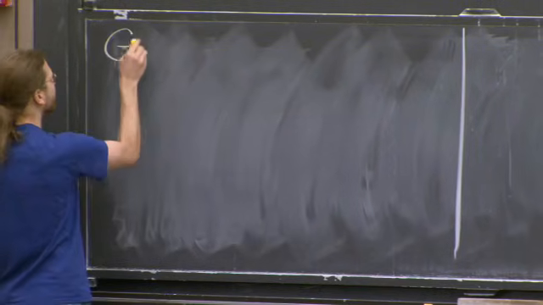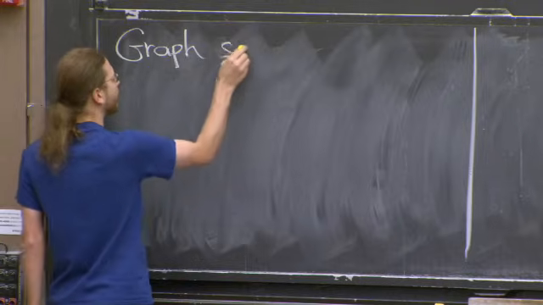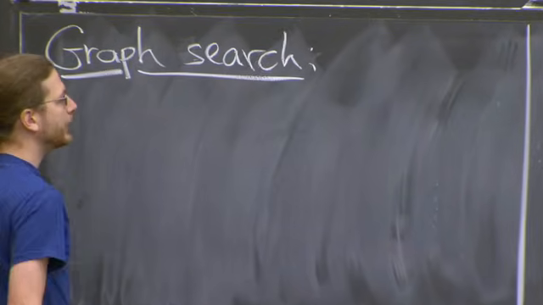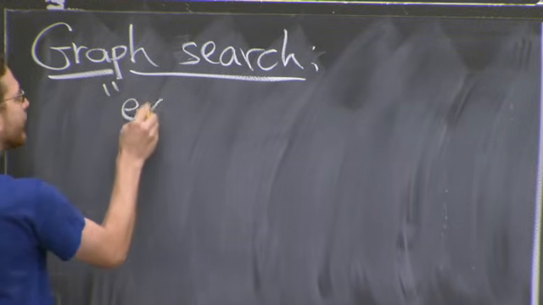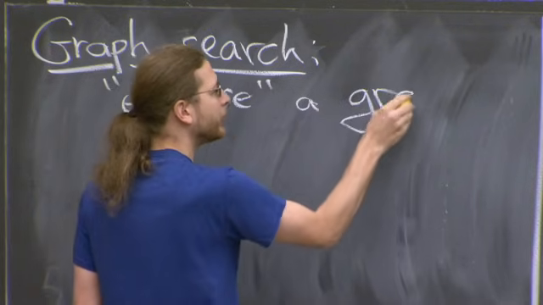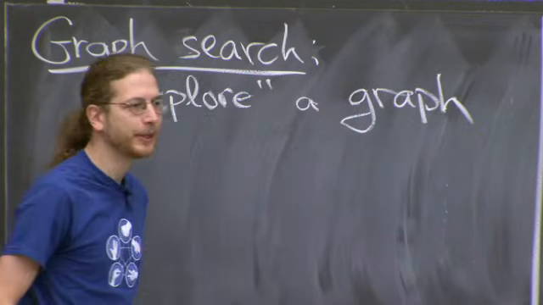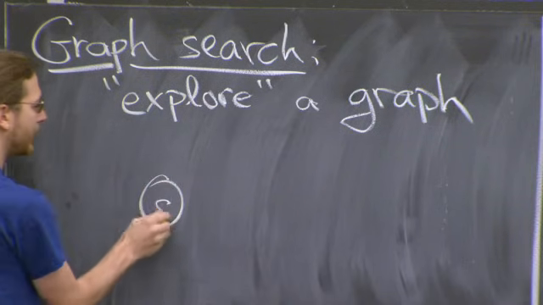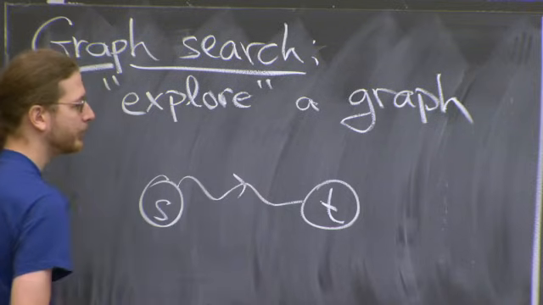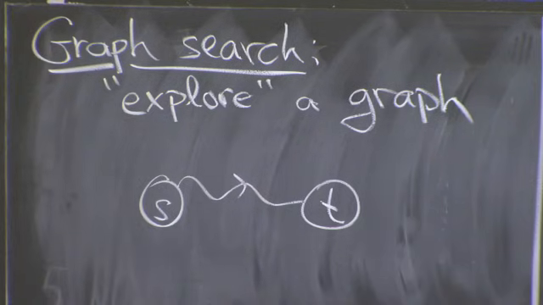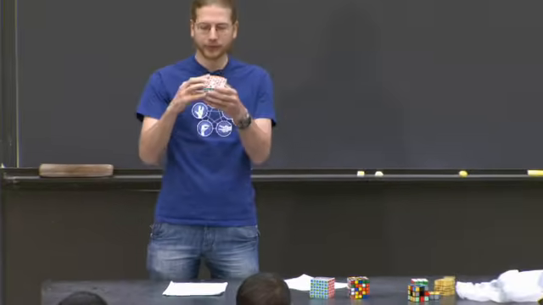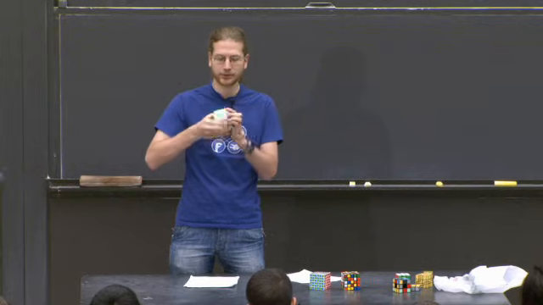Or I can tell you, to start out with, graph search is about exploring a graph. And there are many different notions of exploring a graph. Maybe I give you some node in a graph S and some other node in a graph T, and I'd like to find a path. That's going to represent a problem like I give you a particular state of a Rubik's Cube, and I want to know, is there some path that gets me into a solved state?